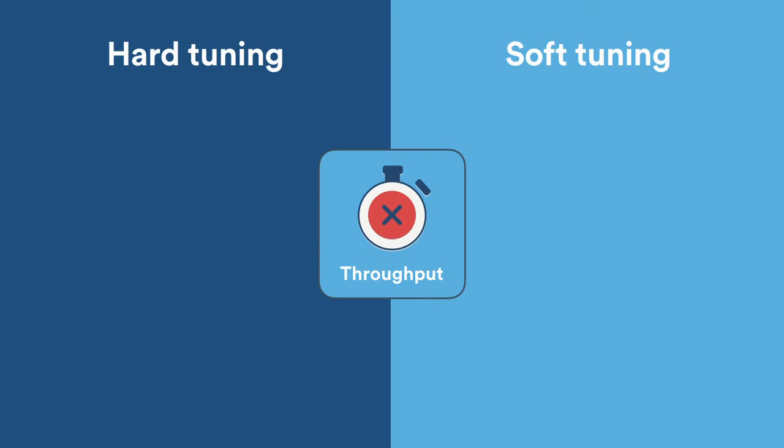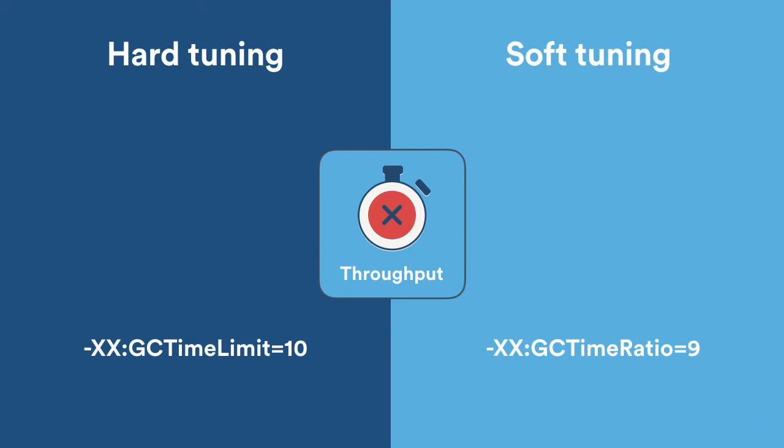So let's say you've noticed you've got low throughput, and you'd like to try to restrict the time you're spending in garbage collection. So you could set a hard limit of 10. Or you can set a soft ratio of 1 to 9. Now, these will actually achieve the same thing. They're both aiming for 10% of time spent in garbage collection. But if you use GC time limit and you have collections that go over 10%, you will throw a GC overhead error and your app's going to go down.